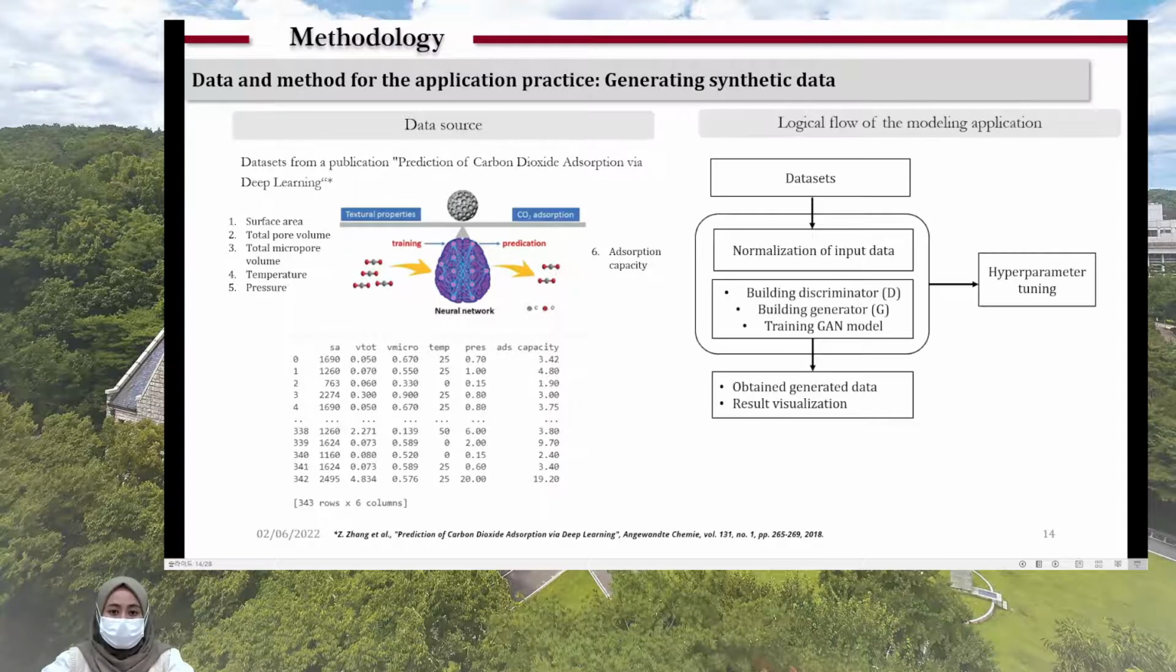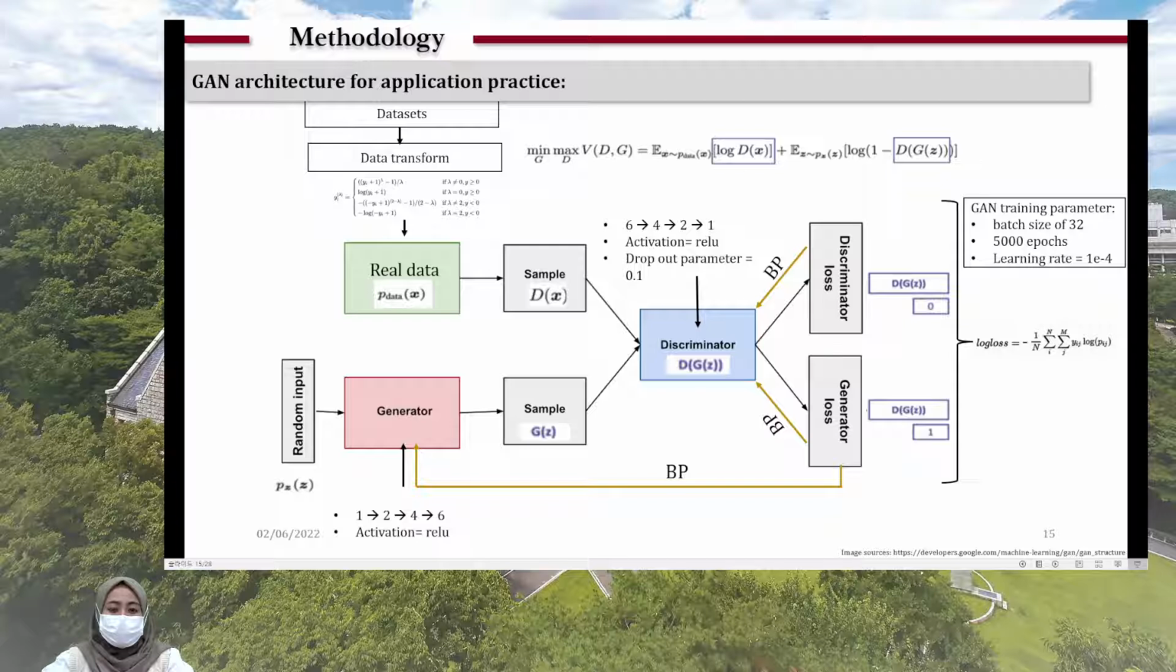And then on the right side here, we can see the logical flow of the modeling process. But let's just move on to the methodology of the modeling process. Here is the modeling application as shown on the slide. First, the dataset will be transformed, and then we will build the discriminator with the proposed architecture and parameters. After that, we will build the generator.